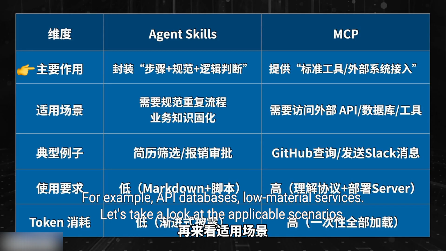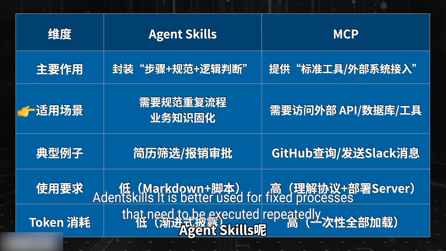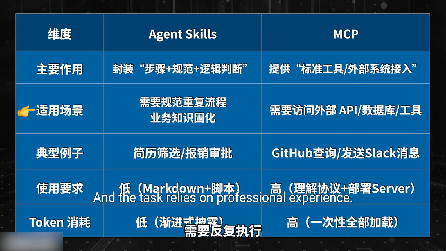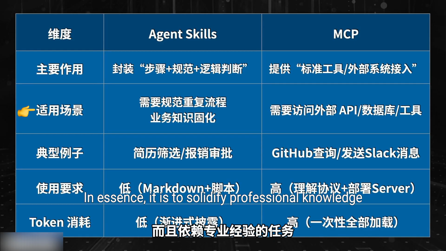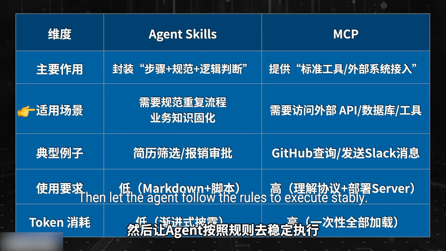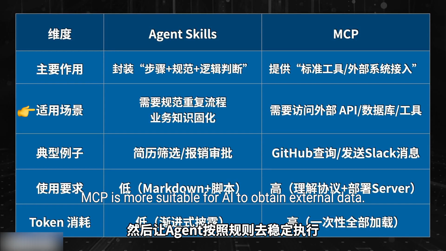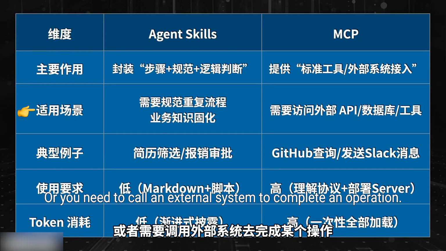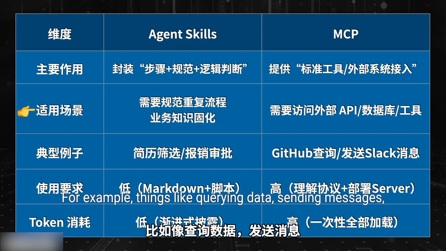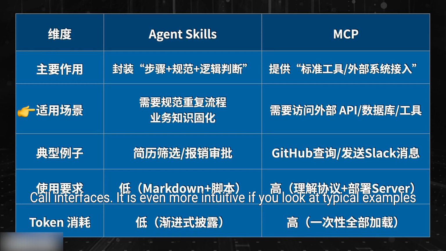Let's take a look at the applicable scenarios. Agent skills is better used for fixed processes that need to be executed repeatedly, where the task relies on professional experience. In essence, it is to solidify professional knowledge, then let the agent follow the rules to execute stably. MCP is more suitable for AI to obtain external data, or when you need to call an external system to complete an operation. For example, things like querying data, sending messages, calling interfaces.